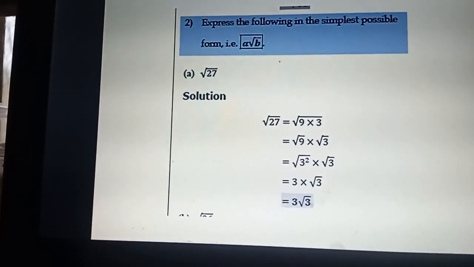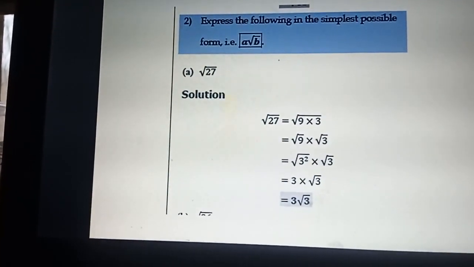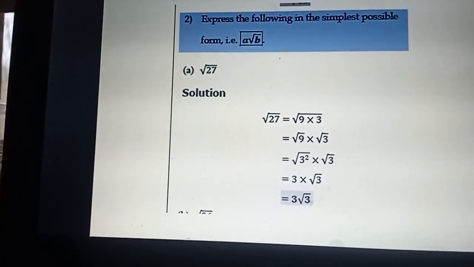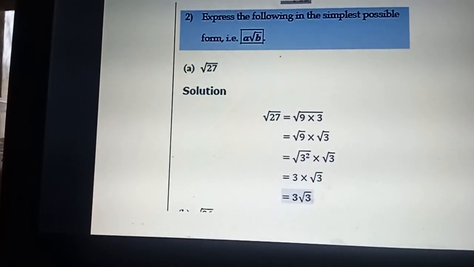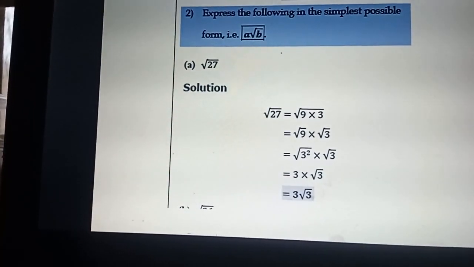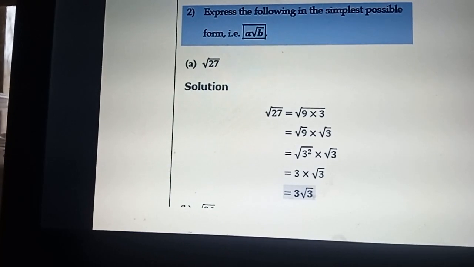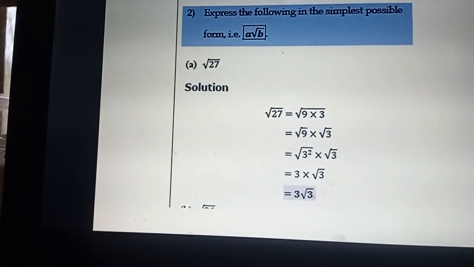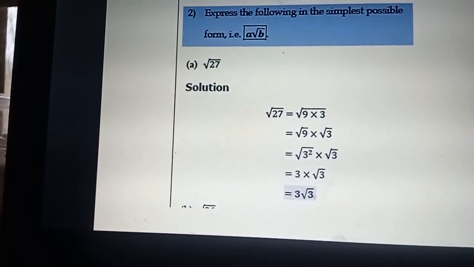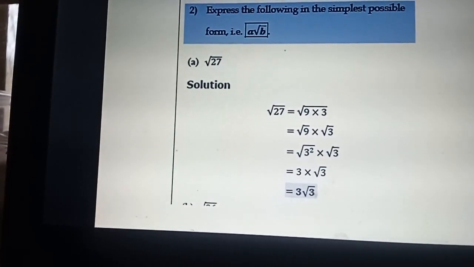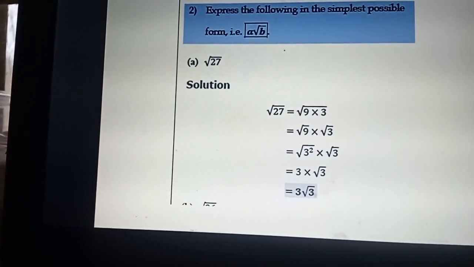We are going to square what? The 9 as 3. 3 square, it will give you what? 9. Then this square cancels this square. It will remain what? Only 3. You have what? 3 times root 3, which is the same thing as what? 3 root 3. Is that clear?